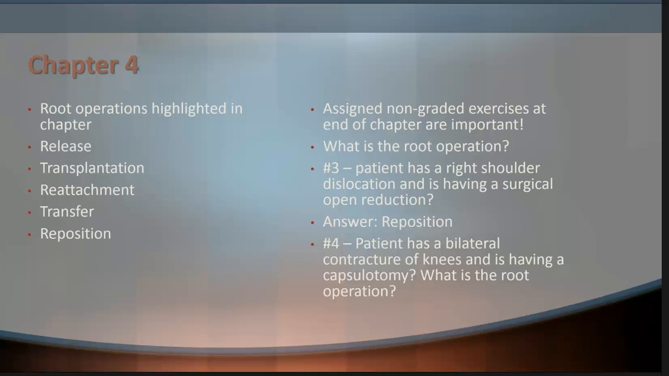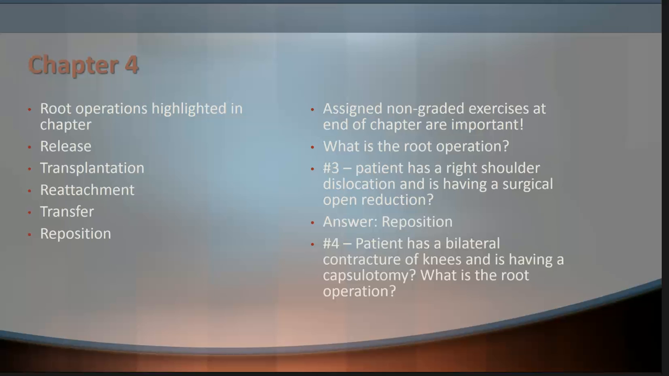But the first step is always to think about what is the root operation based on your clinical documentation. If we also look at number 4 before we fully code these, number 4 states a patient has bilateral flexion contractures of the knees at 40 degrees. Posterior capsulotomy via incision is performed on both sides.